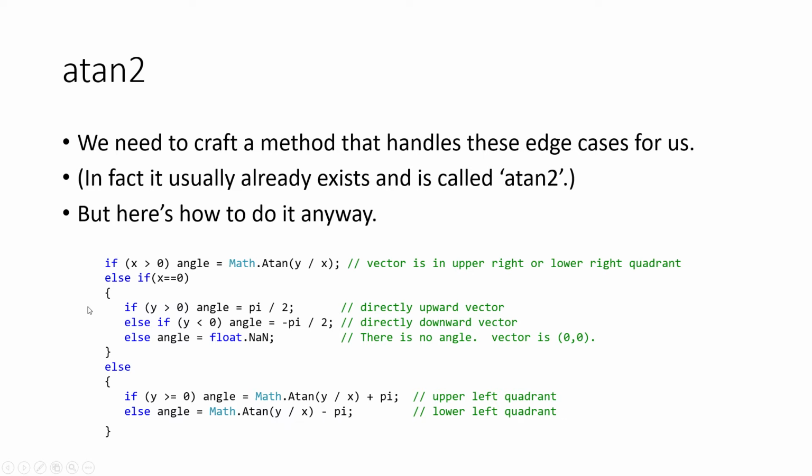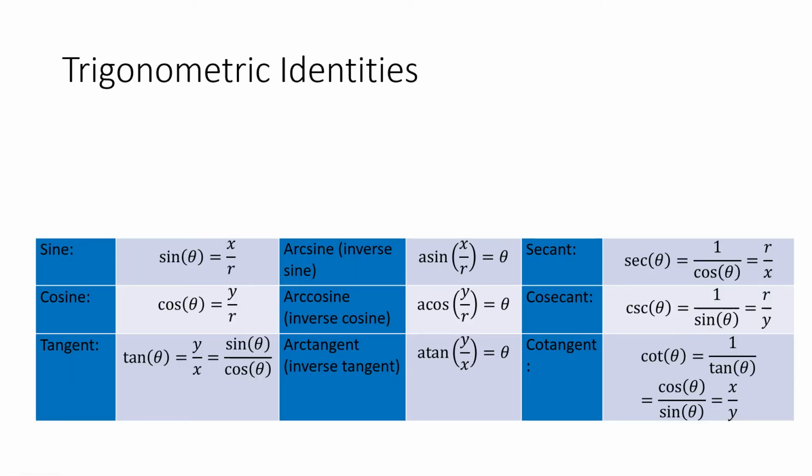So that is the solution, how to make a tan actually work properly for different quadrants. But it's so common we have it built in. It's called a tan 2.